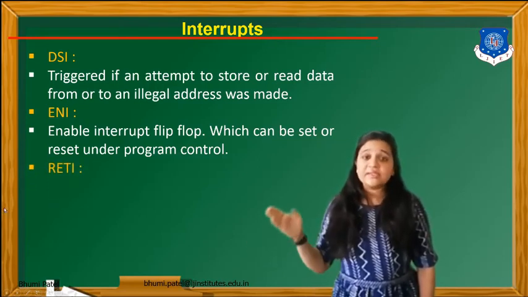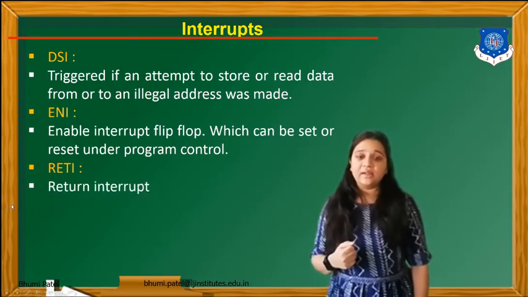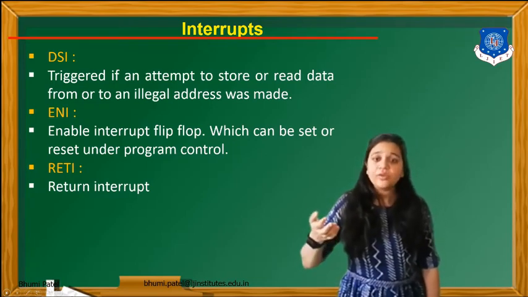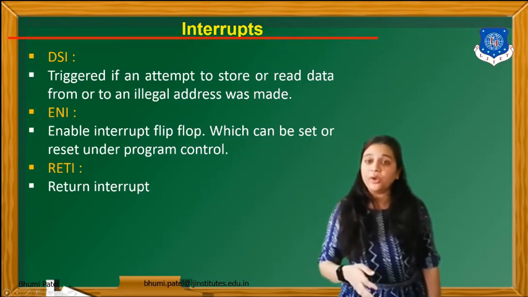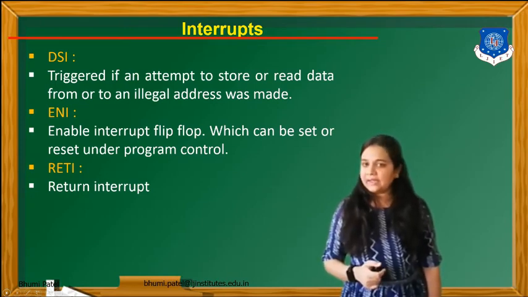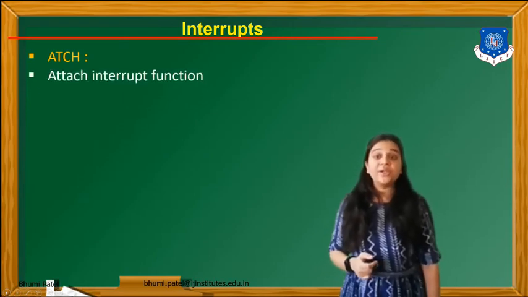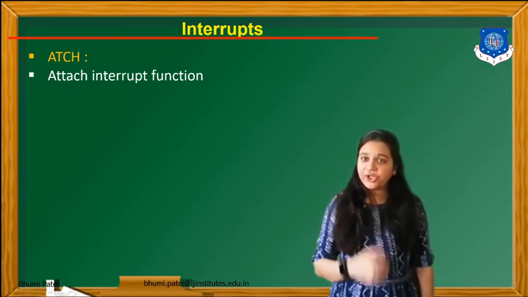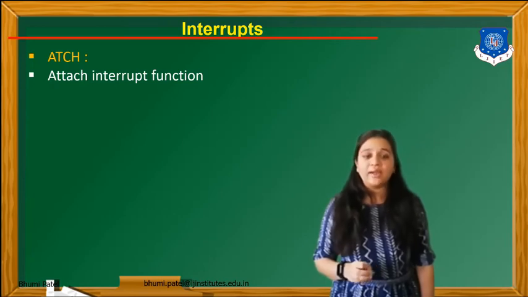The next one is the RETI. It is the return interrupt. As we discussed earlier, whenever the interrupt arises, the main program goes to another program. Again we have to return to the main program, that time we can use the RETI interrupt. The next one is the ATCH. It is the attach interrupt function. If we want to attach an interrupt for this particular programming file, that time we can use the attach interrupt.